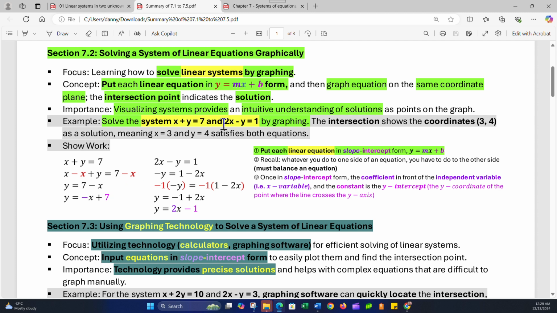Let's put the other one in slope-intercept form. So the other equation is 2x minus y equals 1. So in slope-intercept form, again, we want the y on this side. So we're going to move the negative 2x here.